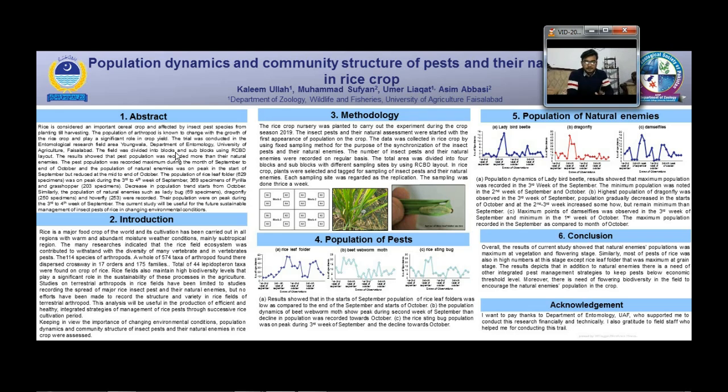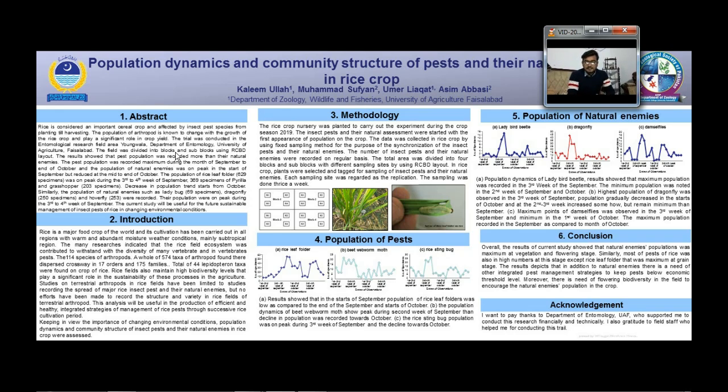The rice leaf folder is a main pest of the rice crop. Its population was maximum during the third to fourth week of September, but a dramatic change has been seen in that particular pest, that its population increased at the end of October also.